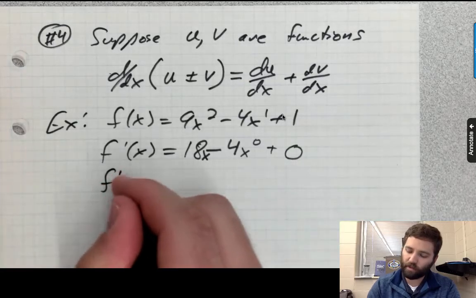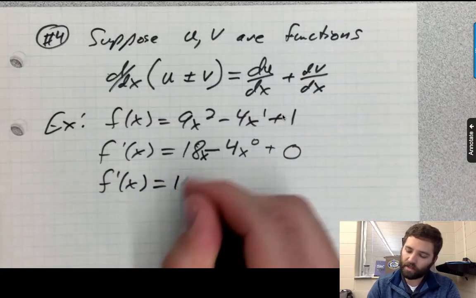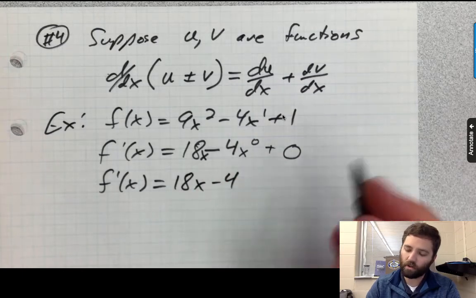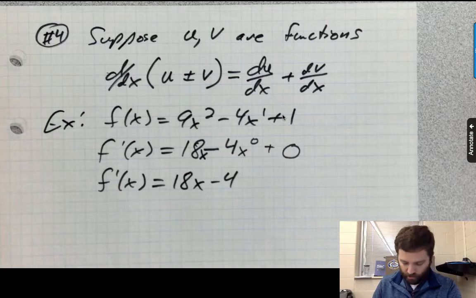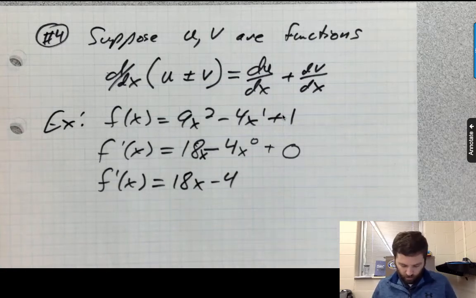So when I clean this up, it will end up just being 18x minus 4, because again, anything to the 0 power is 1. So there's your derivative there again. So the sum and difference rule, quite useful.